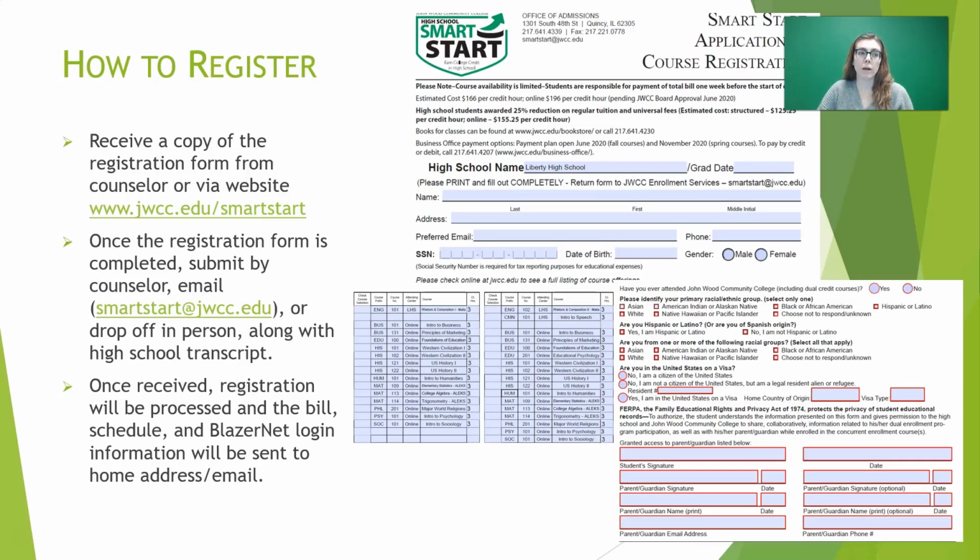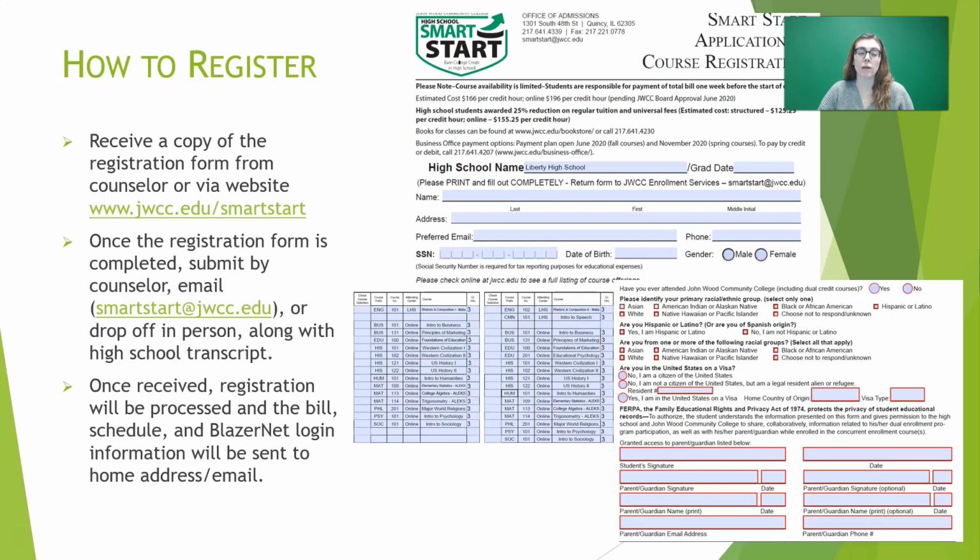Okay, so jumping in on how to register. There is a registration form that students would need to complete. This is an example registration form. As you can see, it's specific to Liberty High School, but again, every high school has their own registration form. It would look very similar to this form.